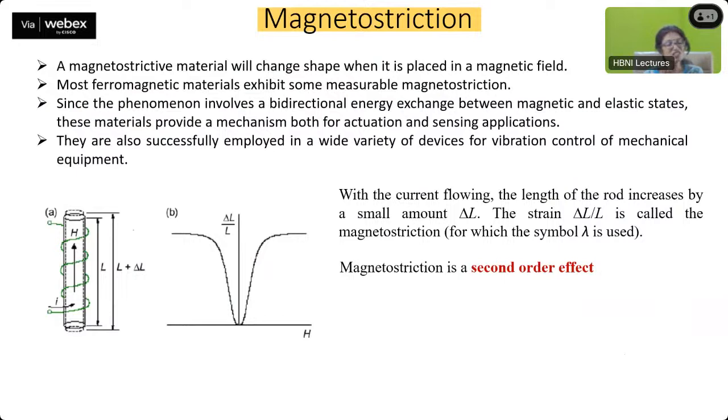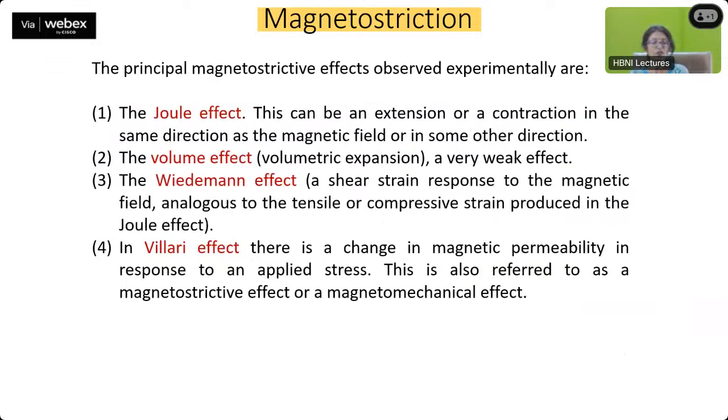What happens is, when a current is flowing through this wire, the material which is making up this rod changes in length by a small amount, delta L. This strain is called the magnetostriction, and the symbol lambda is generally used for it. It's a second order effect.